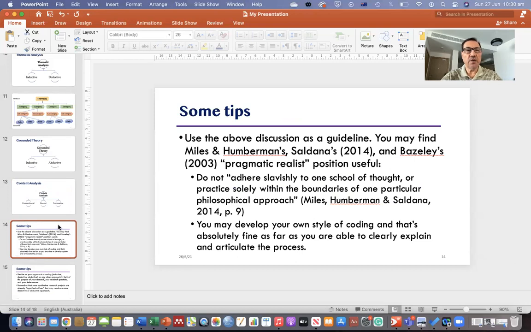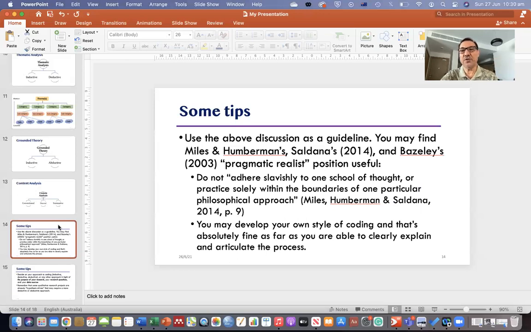Okay, now that we got familiar with these three methods or approaches to qualitative data coding, I give you some tips. The first tip is to use this discussion as a guideline. You may find Miles and Huberman's and Saldana's work, which is in the reference list, and Bazeley's book or concept of a pragmatic realist position useful. What they say and what they recommend is that you do not adhere slavishly to one school of thought or practice solely within the boundaries of one particular philosophical approach.